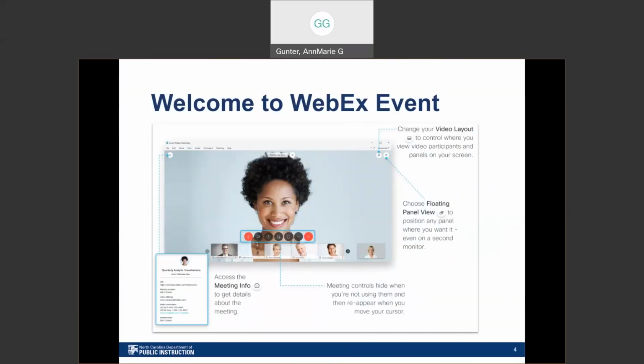We get to use the WebEx event space for our webinars this year. You see on the screen a screenshot of how the control panel may look for you. Obviously, it might look a little bit different depending on what type of device you joined with us today, as well as which browser you happen to choose. We always advise people to use Google Chrome or Mozilla Firefox, as those are the most compatible with WebEx.